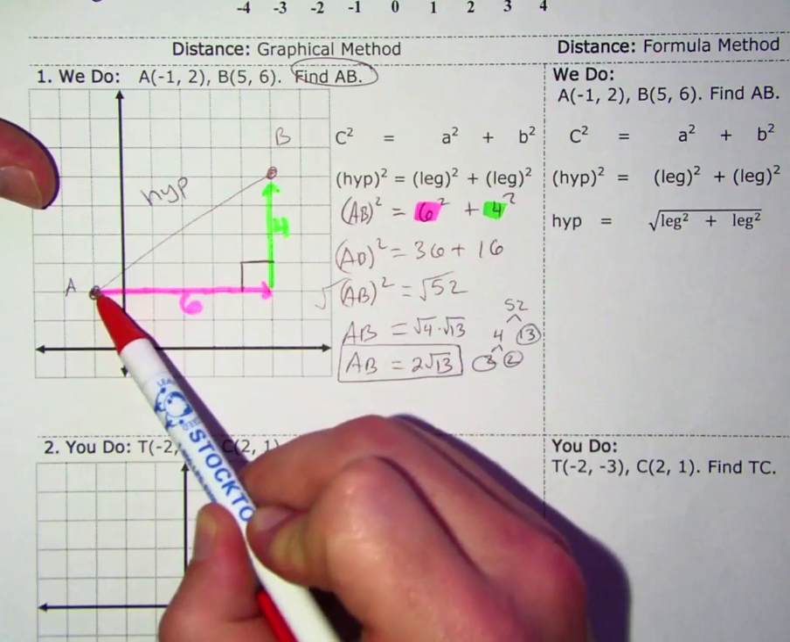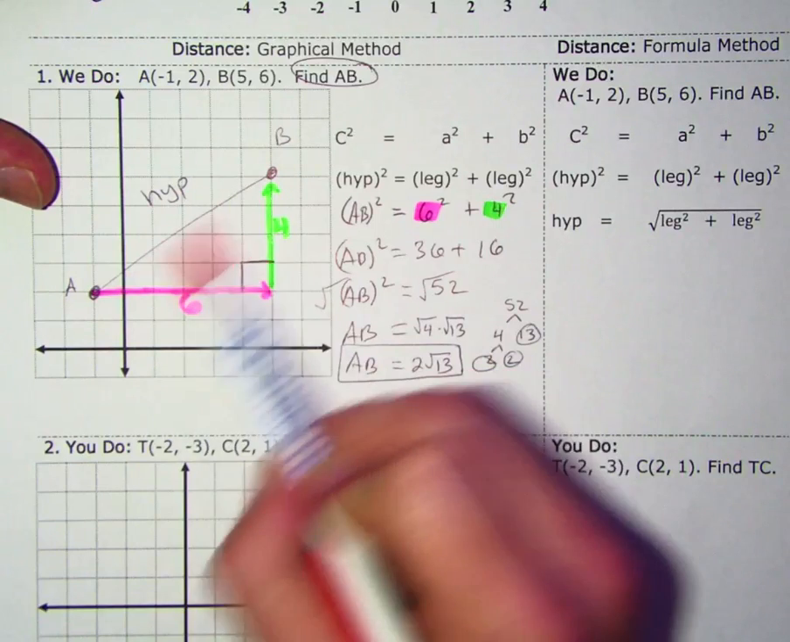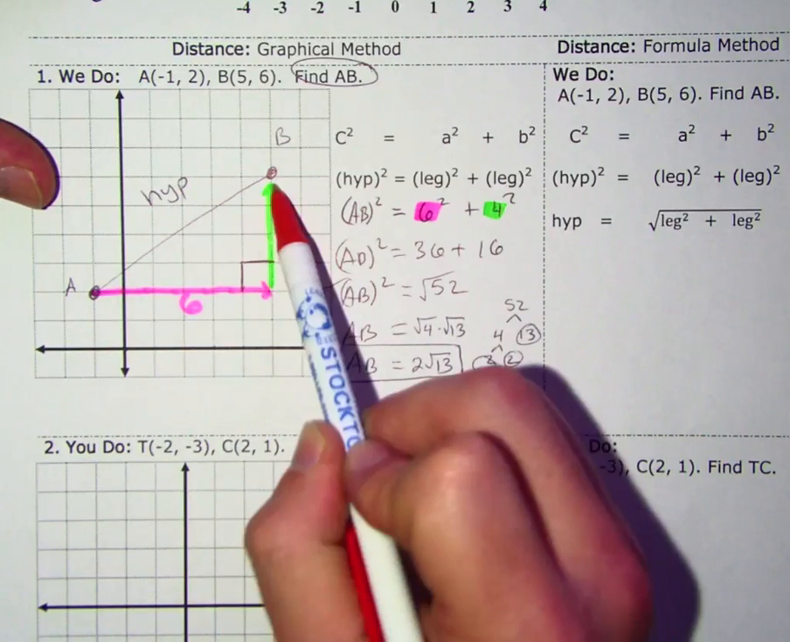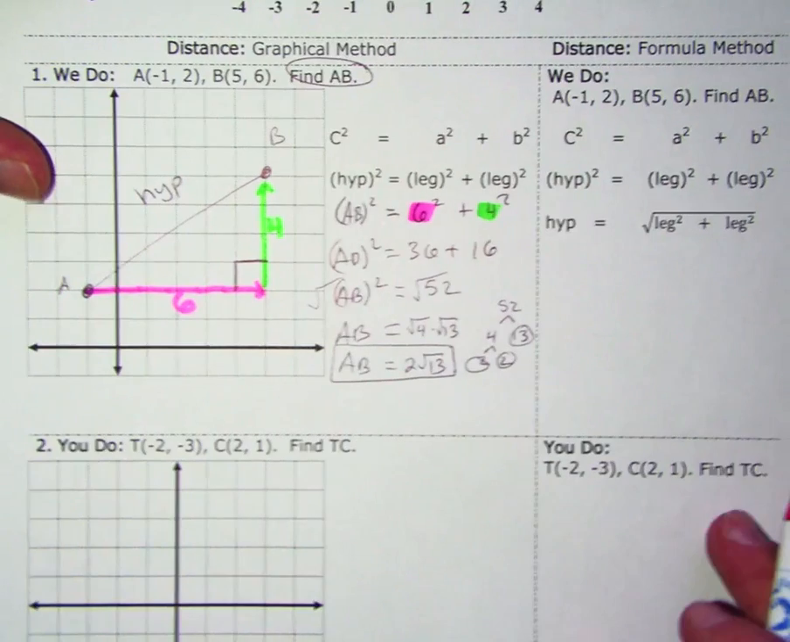Do not pretend to count. 1, 2, 3, 4. You can't count this way. You can only count either horizontally or vertically. So don't count. You have to use a right triangle.